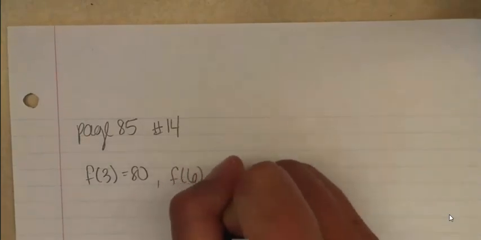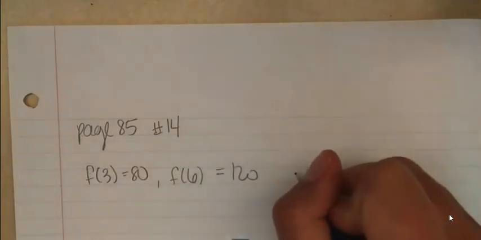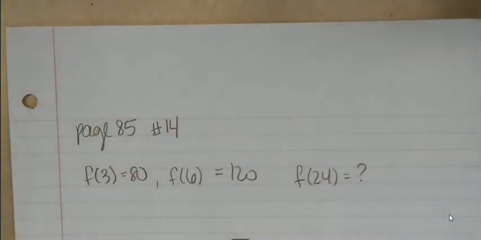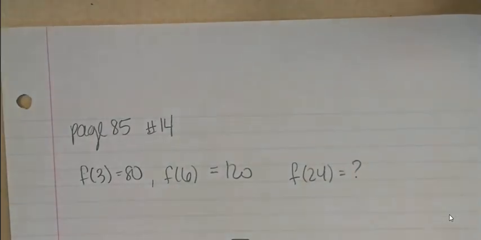So once again, this is page 85. We're going to do number 14 together as an example. We are given that f of 3 equals 80, and we know that f of 6 equals 120. And we have to figure out what f of 24 equals in 3 different scenarios. First scenario being a linear function.